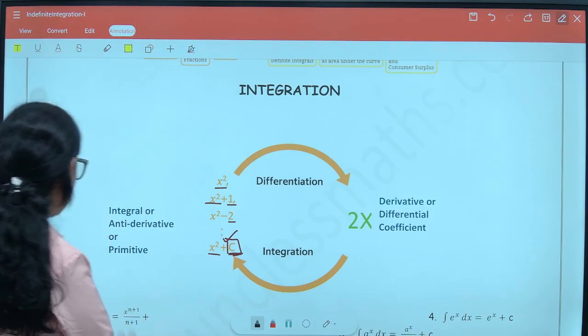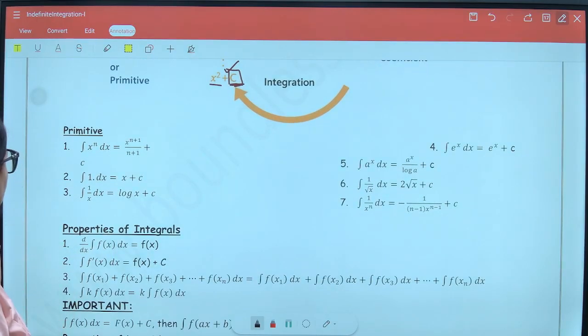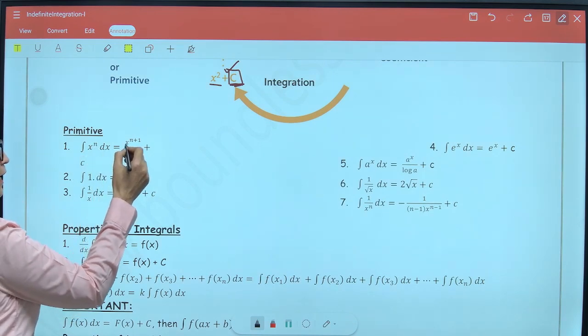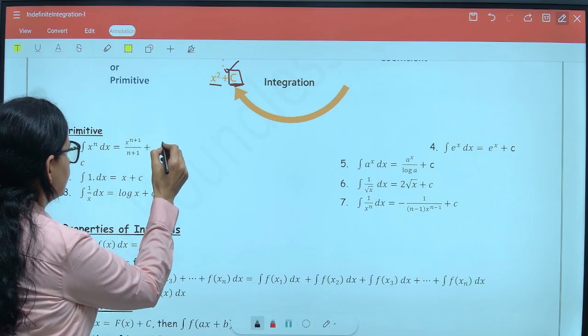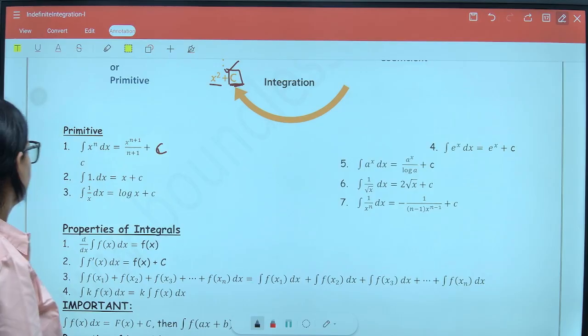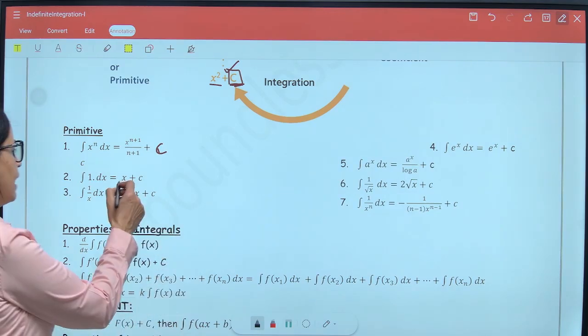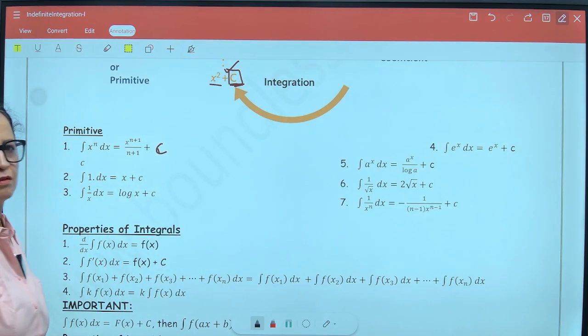integrals. Right? So the primitive integral functions, the basic integral functions, are here. The first one is integral of x to the power n is x to the power n plus 1 upon n plus 1, plus constant of integration c. Second one is integral of 1. Integral of a constant is x plus c. Integral of 1 by x is log x plus c.